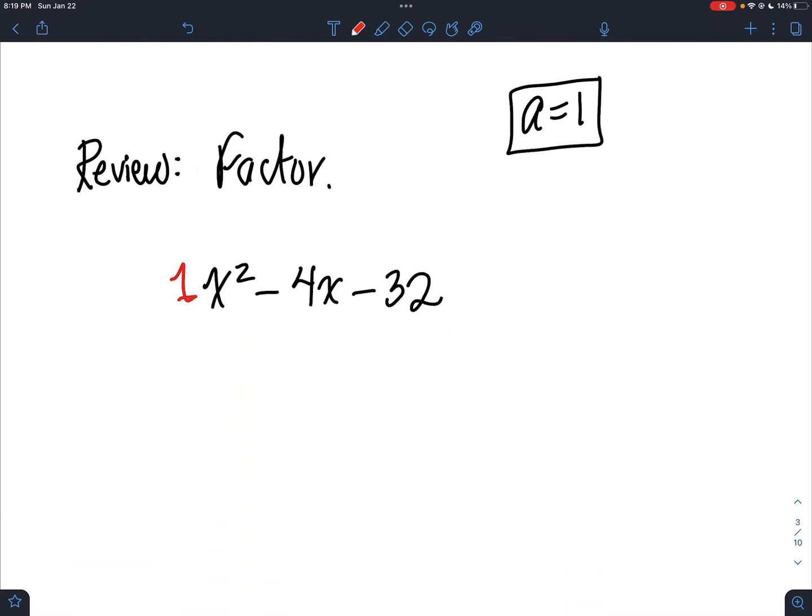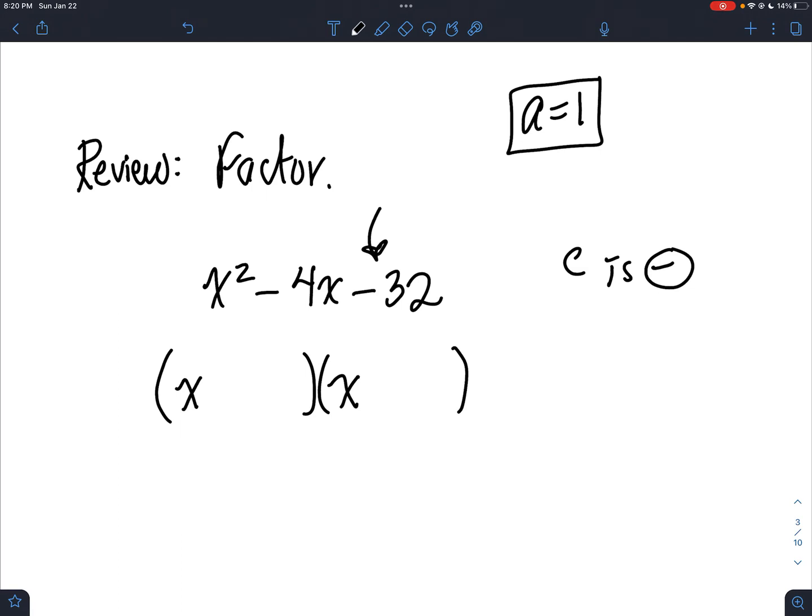So when a is 1, that means that we have a 1 out here. And these are generally easy to factor. So how do you do it? Well, the other video goes into it more in depth, but you start with x and x, and you have to pick signs to go here. Maybe it's minus plus, or maybe it's plus plus. And there's a way to figure it out. C is negative. C is the last number. So when that's negative, this has to be minus plus.